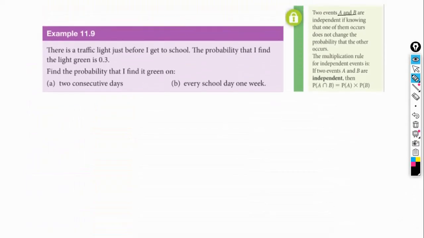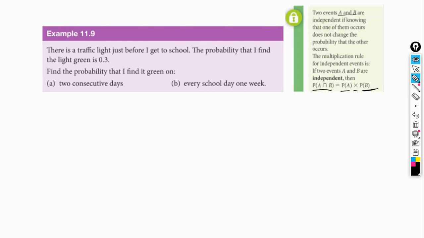Two events, A and B, are independent if knowing that one of them occurs does not change the probability that the other occurs. The multiplication rule for independent events is, if two events, A and B, are independent, then the probability of A and B, or the intersection of A and B, is probability of A times probability of B. Now here it is very important to note that we must not confuse independent with mutually exclusive. Mutually exclusive means that if one of the events occurs, then the other one does not occur. While independent means that knowing one of the events occurs does not influence whether the other one occurs.